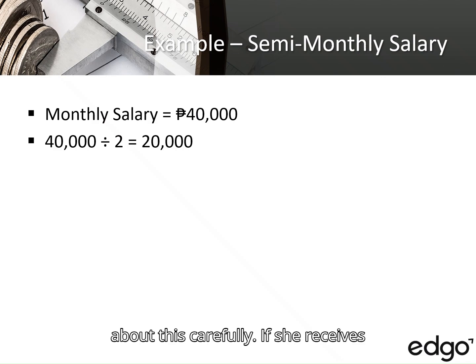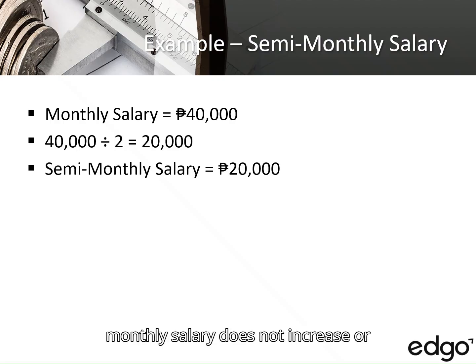Let us think about this carefully. If she receives 20,000 pesos in the first pay period and another 20,000 pesos in the second pay period, what is her total salary for the month? Correct. 20,000 plus 20,000 equals 40,000 pesos. This shows that semi-monthly salary does not increase or decrease earnings. It simply changes how often the employee receives the money.